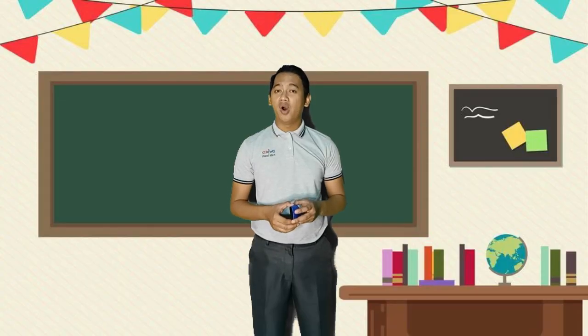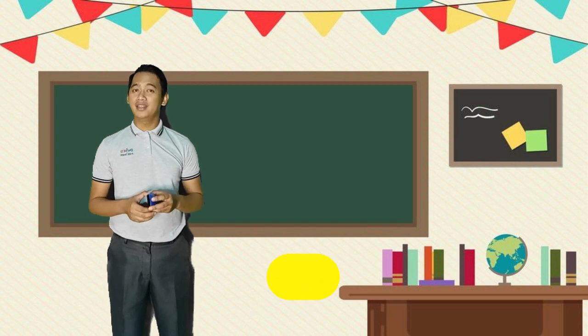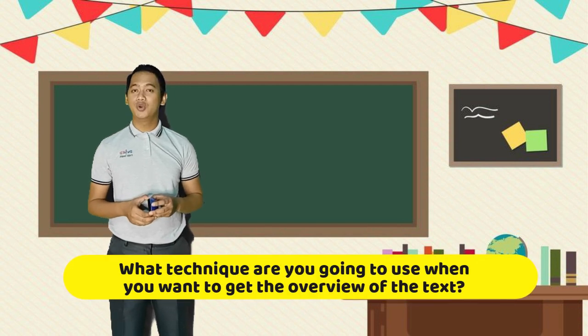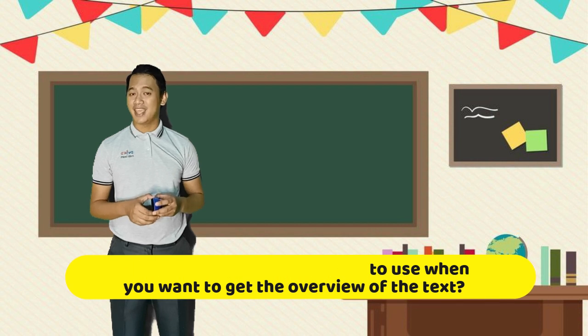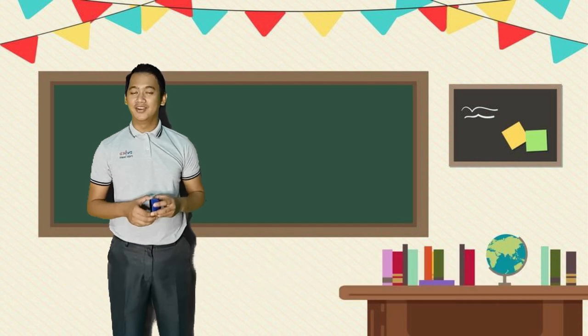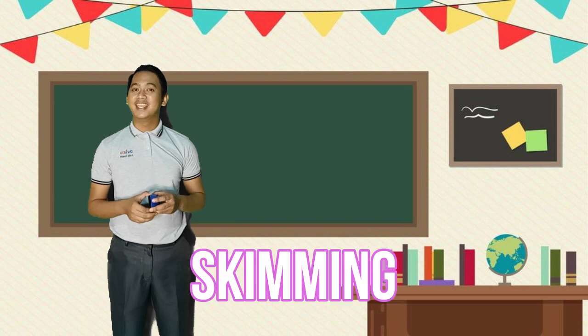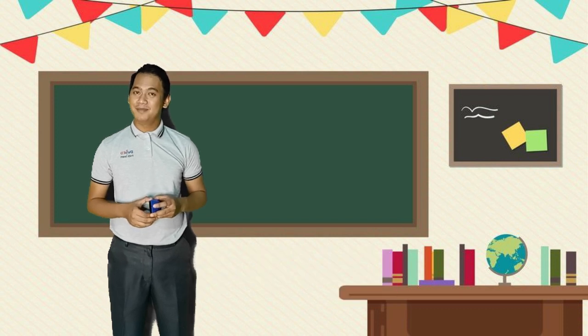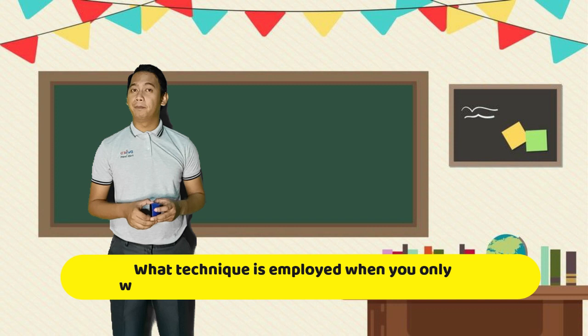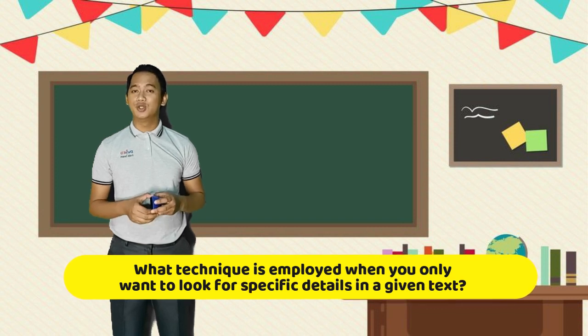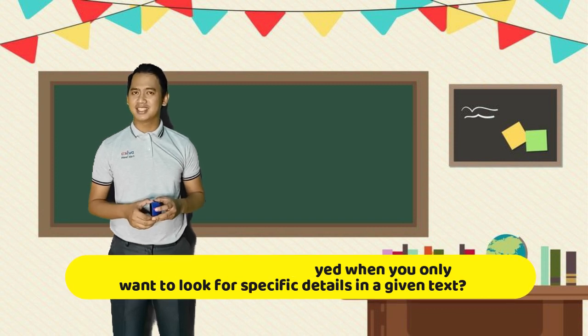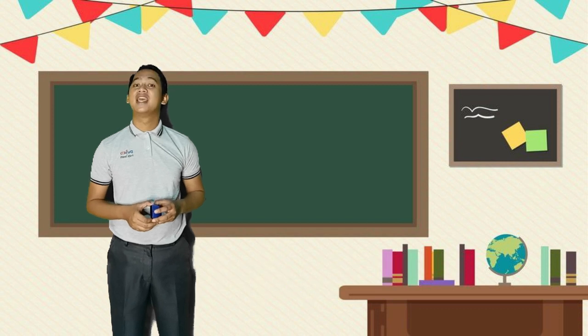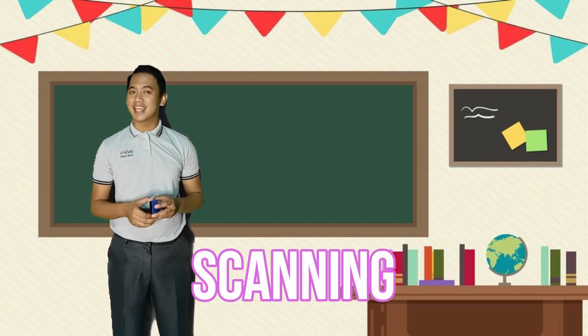Now, I guess you're all ready for the activity. Let's just have two questions. First, for your warm-up. Question number 1. What technique are you going to use when you want to get an overview of the text? Very good. The correct answer is skimming. Question number 2. What technique is employed when you only want to look for specific details in a given text? Great. The answer is scanning.